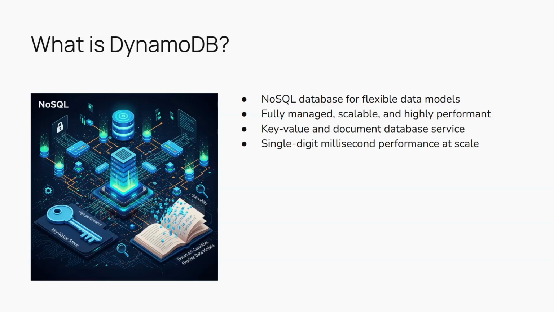So, what is DynamoDB? Unlike traditional relational databases that use tables and rows, DynamoDB is a NoSQL database. It is a fully managed key-value and document database service designed for applications that need single-digit millisecond performance at any scale. This means you don't have to worry about managing the servers, scaling, and complex administration. AWS handles all of that so you can focus on building your application and storing your data efficiently.